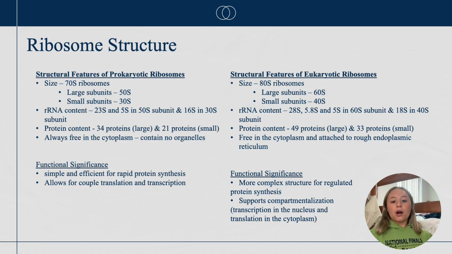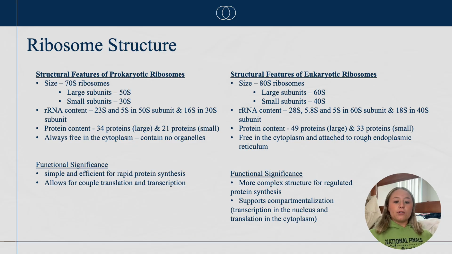Structural features of eukaryotic ribosomes. Eukaryotic ribosomes are 80S ribosomes. Large subunits are 60S, small subunits are 40S. The rRNA content is 28S, 5.8S, and 5S in the 60S subunit, and 18S in the 40S subunit. Protein content is 49 proteins in the larger subunit and 33 proteins in the smaller.